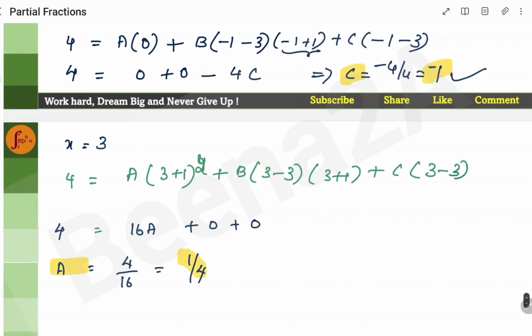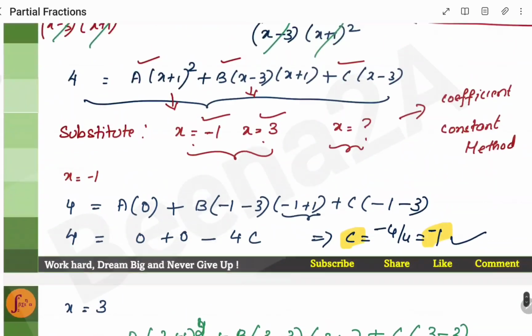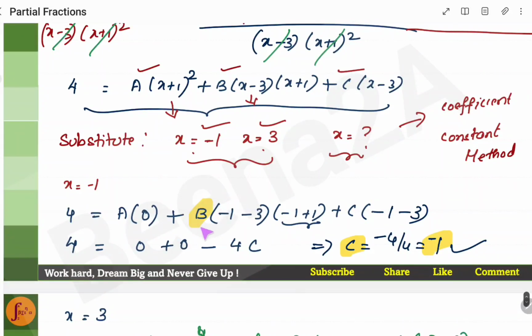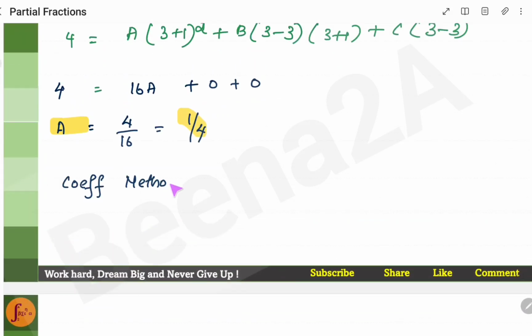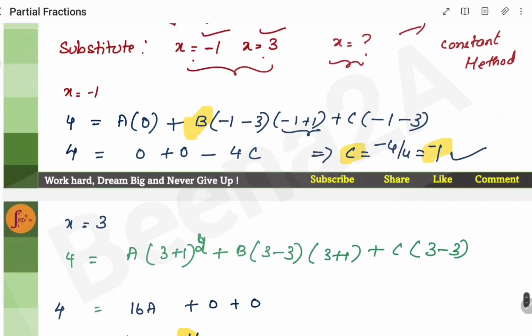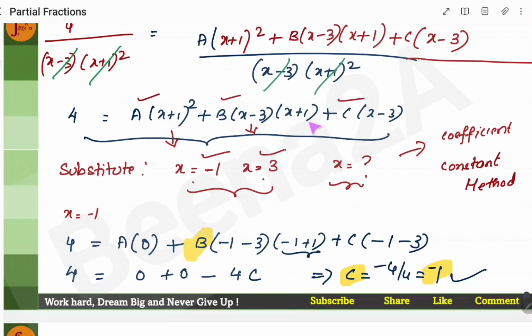We got the value of a, we got the value of c. We need to find the value of b. Now, how do we find the value of b? Now, we'll use the coefficient method. We'll take the coefficient of x square. Let's come back to this expression. Coefficient of x square we'll have to take.